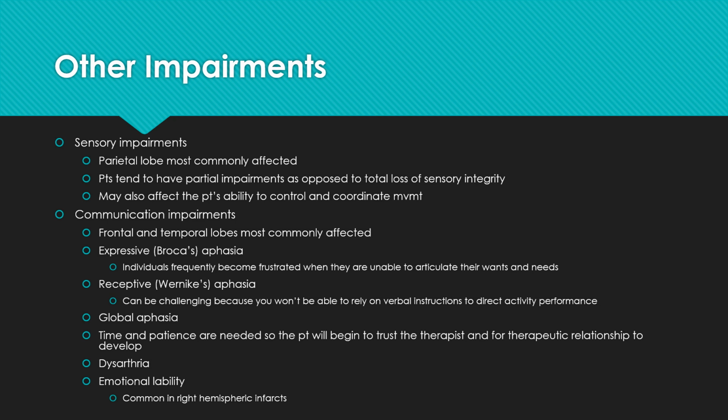Communication impairments are also possible. Frontal and temporal lobes are most commonly affected when we see communication impairments. So we can see expressive aphasia, also known as Broca's aphasia, and that is the inability to express speech. Individuals frequently become frustrated when they are unable to articulate their wants and needs. This is more common with frontal lobe involvement because of the motor area for speech that is involved in there.